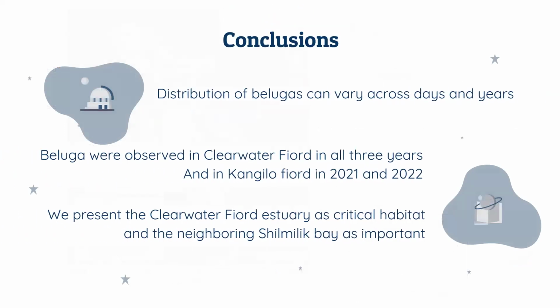So overall, the distribution of belugas can definitely vary from day to day and also across years, but the belugas were always observed in Clearwater Fjord. And in the 2 years that we imaged the other fjords, they were also present in these areas, just not in a consistent location. And so we present the Clearwater Fjord estuary as a critical habitat and that neighboring Shimlick Bay as an important habitat, especially with additional support from those previous aerial surveys.